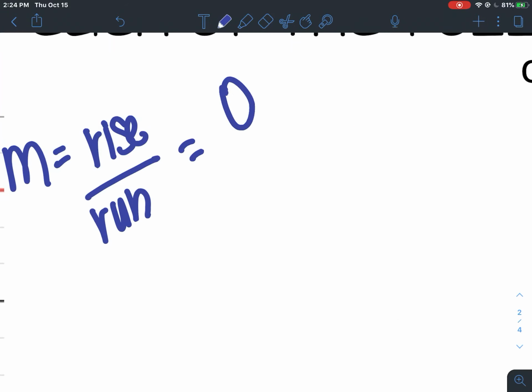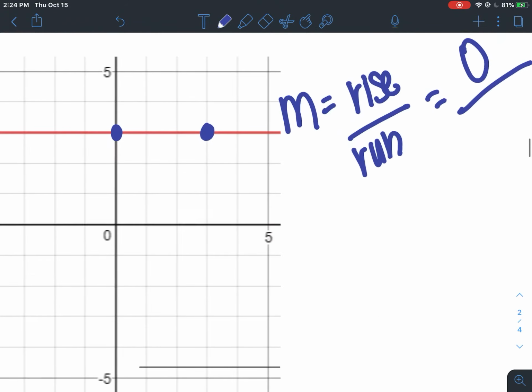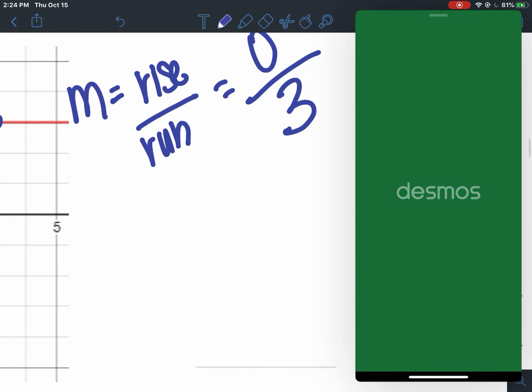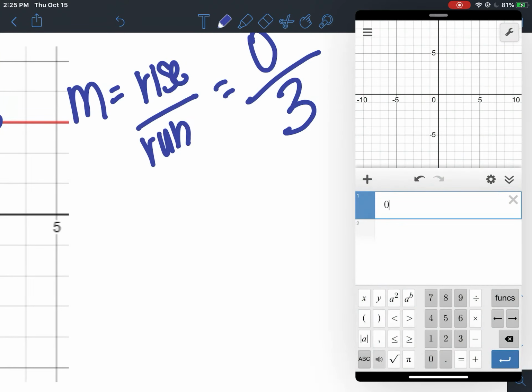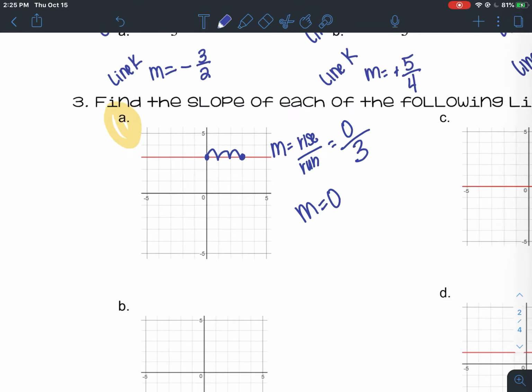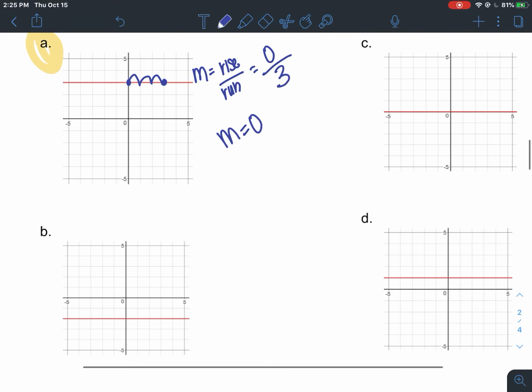Okay. Rise equals 0 over run. How many did we move over? 1, 2, 3. Okay. What's 0 divided by 3? Oh, I can never remember the rule, you're thinking to yourself. So you go to calculator, 0 divided by 3. Oh, okay, just 0. So m equals 0. My slope is 0.